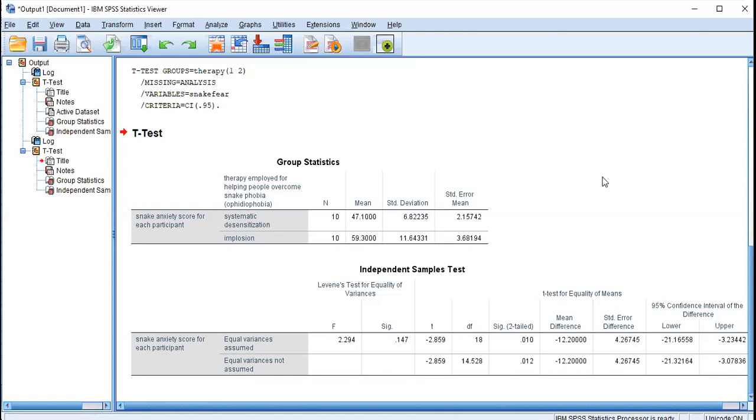SD is equal to 11.64, bracket close, comma, small t, within brackets, 18, is equal to 2.859, comma, small p is less than 0.05, comma, small d is equal to 1.28. So that's the answer we have got for this particular part. And let's look now at question number 3.